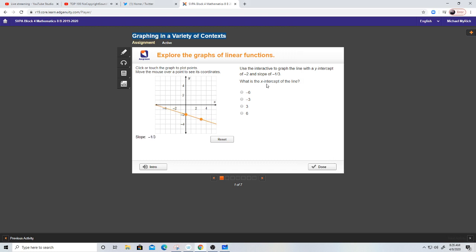And then it says, what is the x-intercept of the line? It's over here. See that? 1, 2, 3, 4, 5, 6. Negative. Remember, negatives are over here.